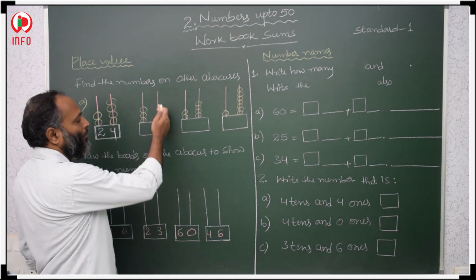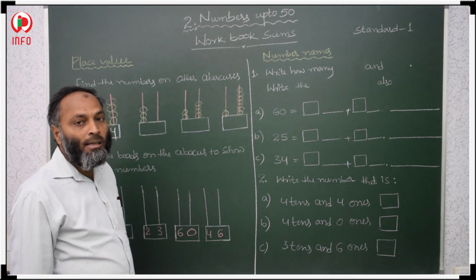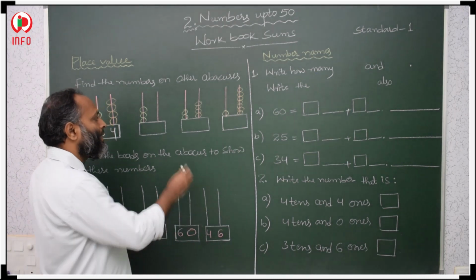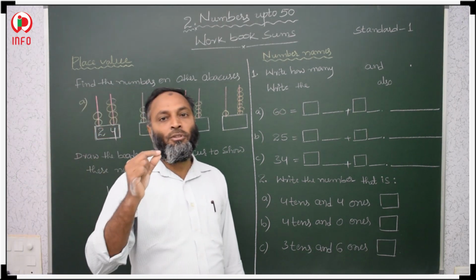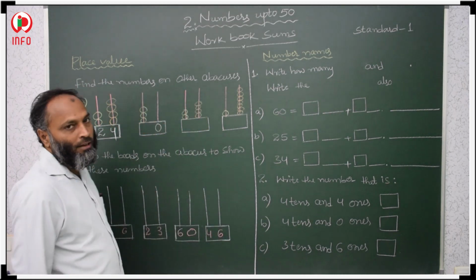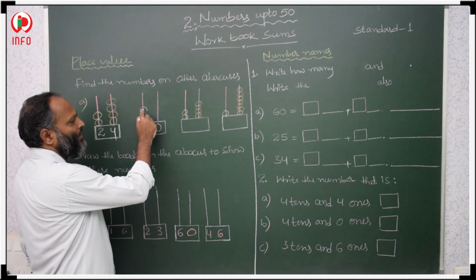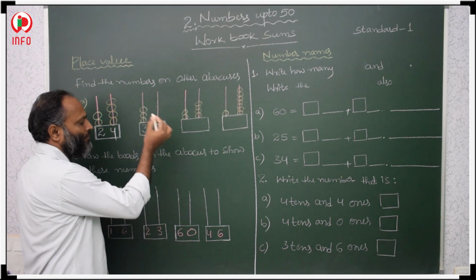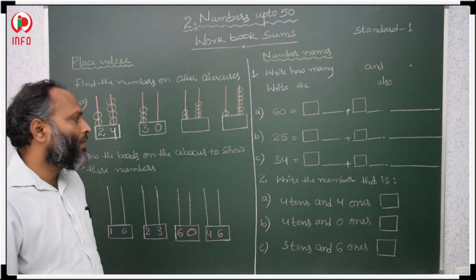Now, here how many ones are there? No ones, nothing, no bead is given here. So it means 0. If nothing is there, then 0. No beads were given, so that means we have to take 0. Okay. Now, in tens place we count the number of beads. 1, 2, 3. Then 3, 0, 30.